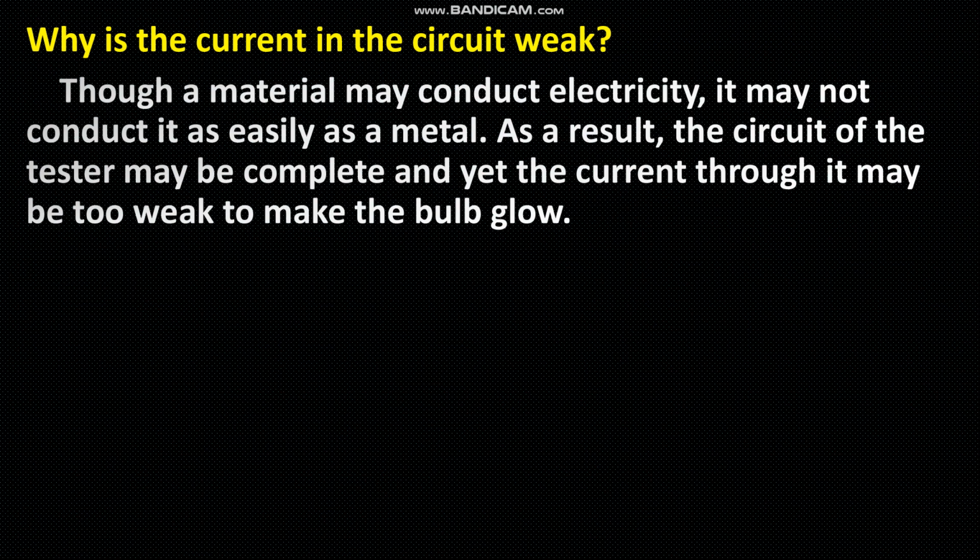We have seen that metals are very good conductors of electricity. So though a material may conduct electricity, it may not conduct it as easily as a metal. As a result, the circuit of the tester may be complete and yet the current through it may be too weak to make the bulb glow. So, unlike metals, all materials do not conduct electricity in the same way. In such situations, the bulb does not glow because of the passage of a very weak current.